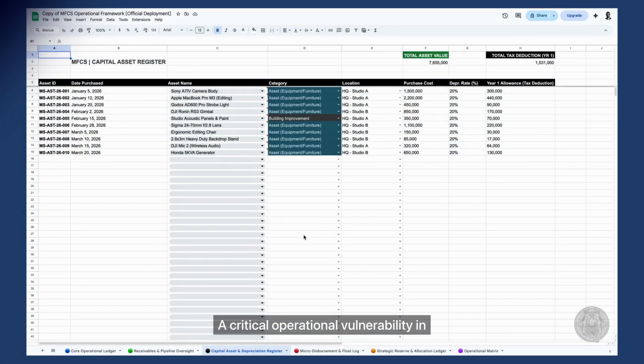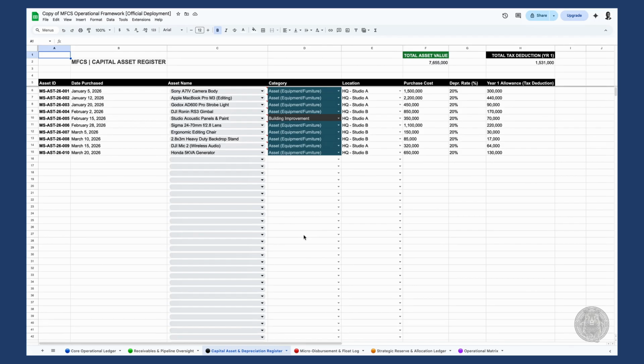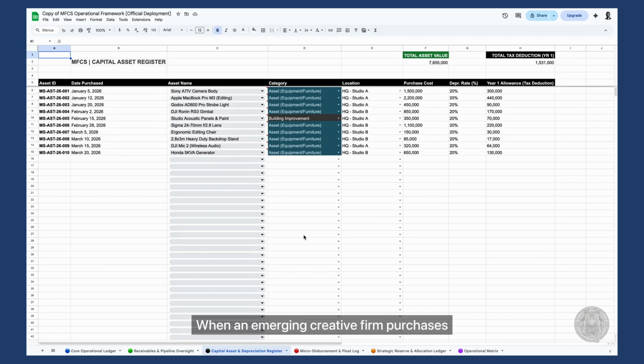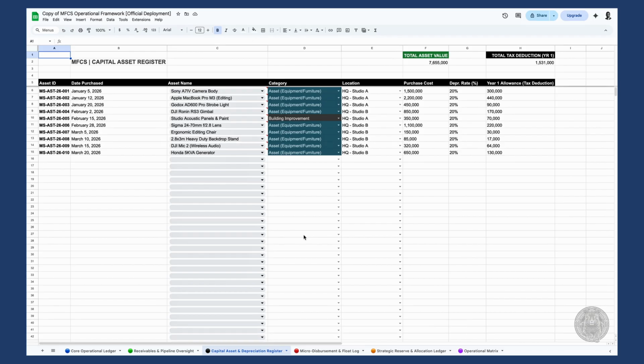A critical operational vulnerability in many growing production firms is the miscalculation of capital expenditures. When an emerging creative firm purchases a high-end cinema camera, they often record it the exact same way they record daily logistics, as a standard operating expense. But in structured corporate finance, heavy equipment is not an expense.